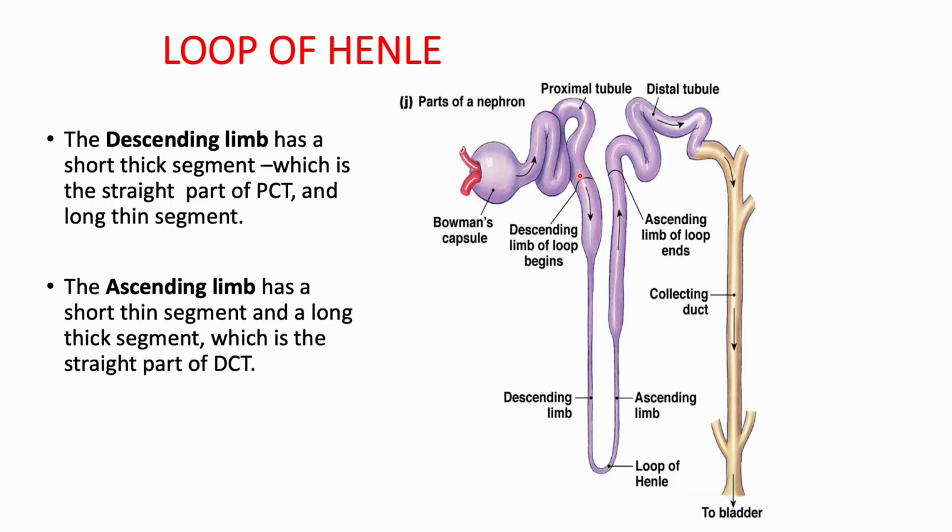After the PCT, it is continuing as the loop of Henle. Now this loop of Henle has the descending limb. This descending limb has a short thick segment, which is the straight part of the proximal convoluted tubule, and then we have a long thin segment. This long thin segment of the descending limb continues as the loop of Henle, and there it forms an ascending limb. This ascending limb has a short thin segment and a long thick segment, which is the straight part of the distal convoluted tubule.